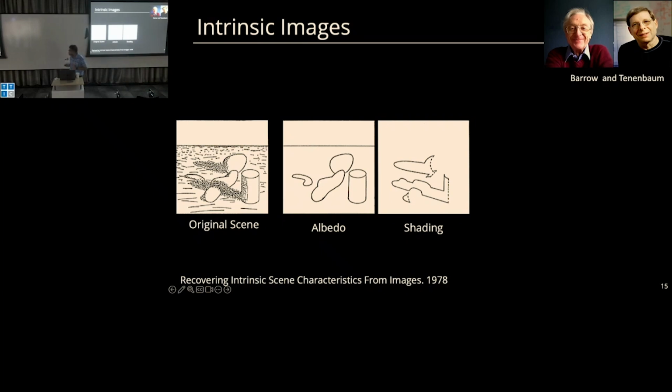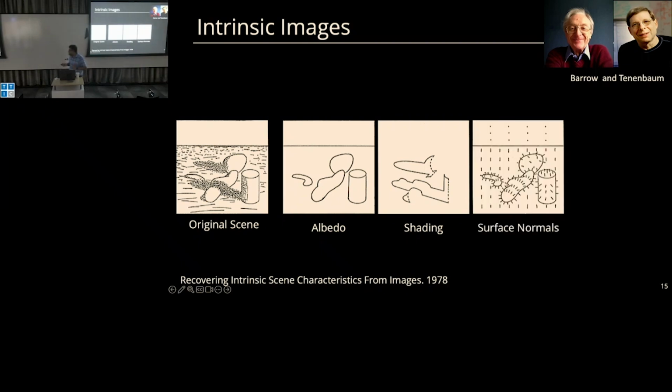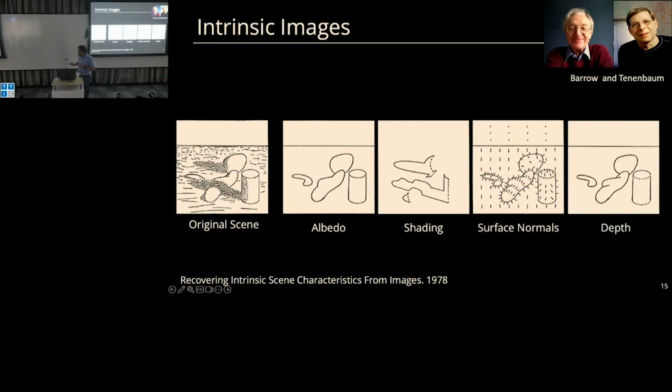You want to recover scene geometry as well. You can recover scene geometry using something called surface normal, where for every pixel we want to predict what the orientation is. For example, the ground is pointing upward, the ceiling is pointing downward, this wall is pointing towards me, and so on. And then you also want to predict how far away each pixel is, or we call it depth. From the camera, you want to predict how far away these pixels are.